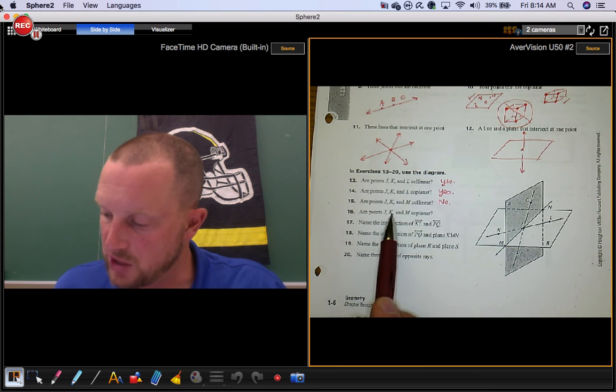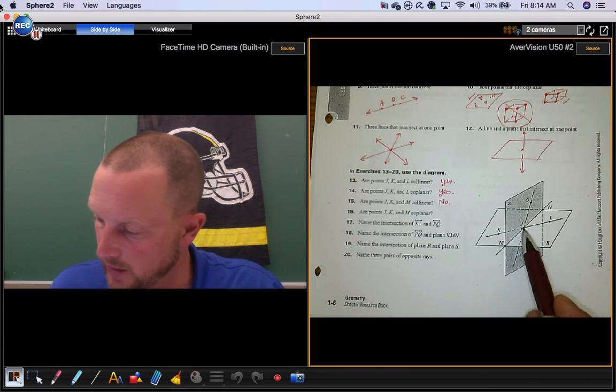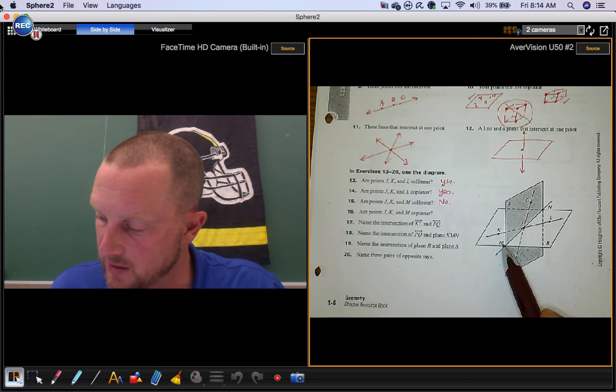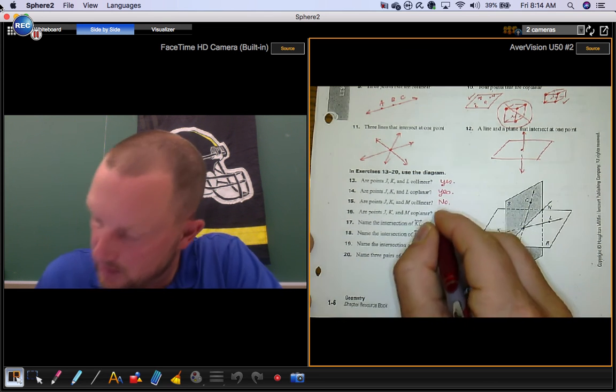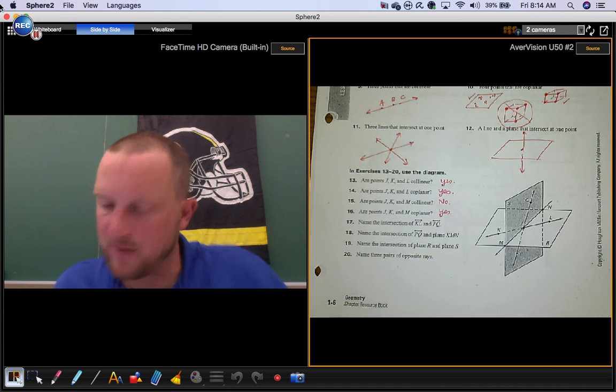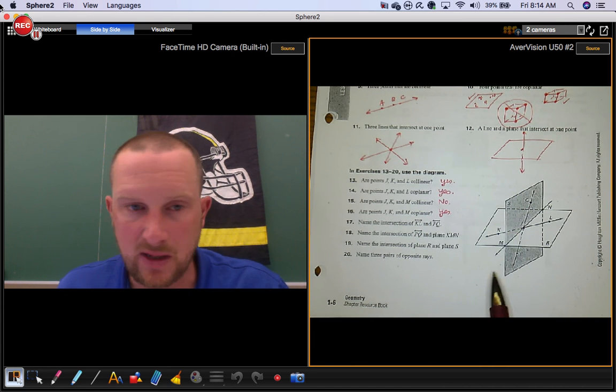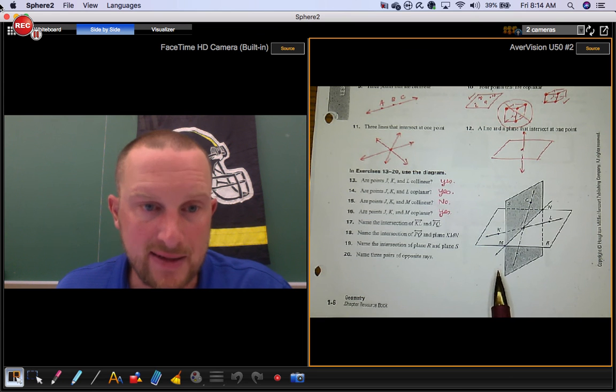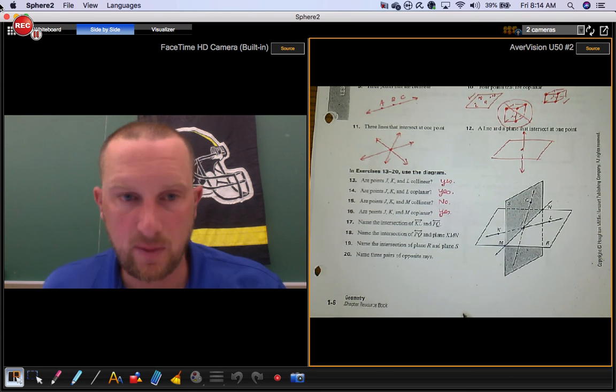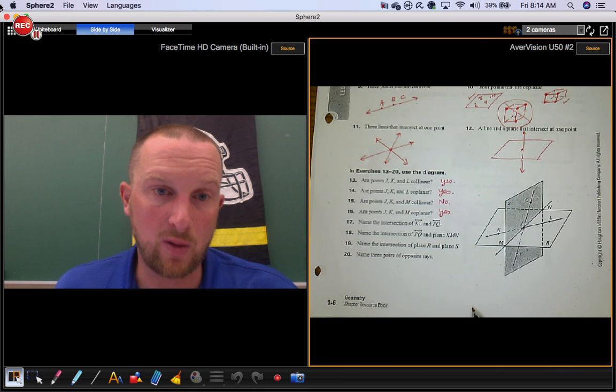16, points J, K, and M. So again, we're looking at those same 3 points. Are they on the same plane in the picture? Yes. What if you didn't have a picture? Would those 3 points be coplanar? Yes. 3 points are on the same plane all the time.